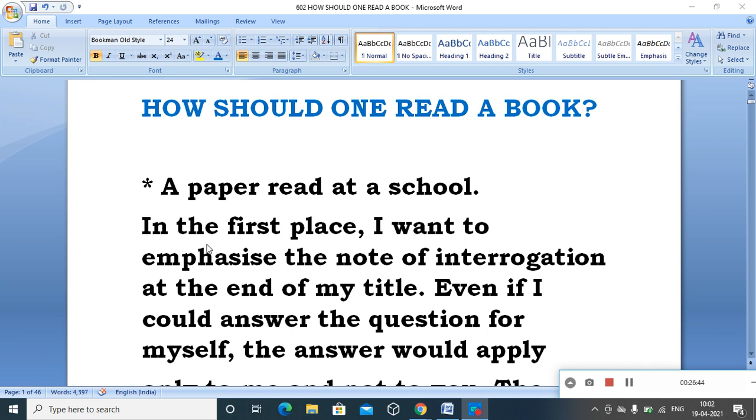Then later she will talk about the common qualities in certain types of books, and how important it is to identify certain common qualities in books.